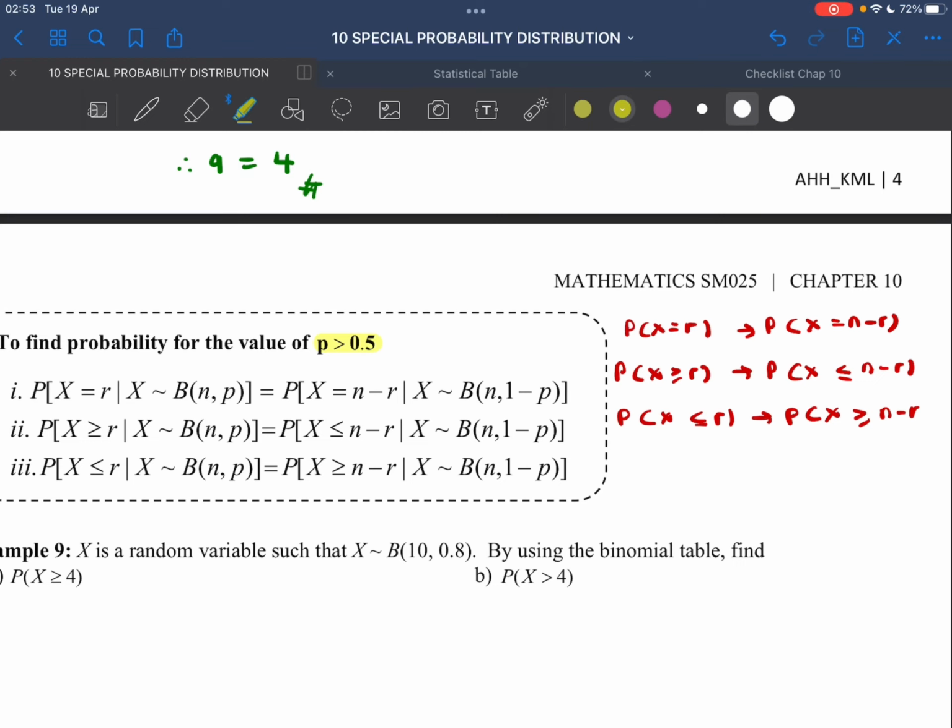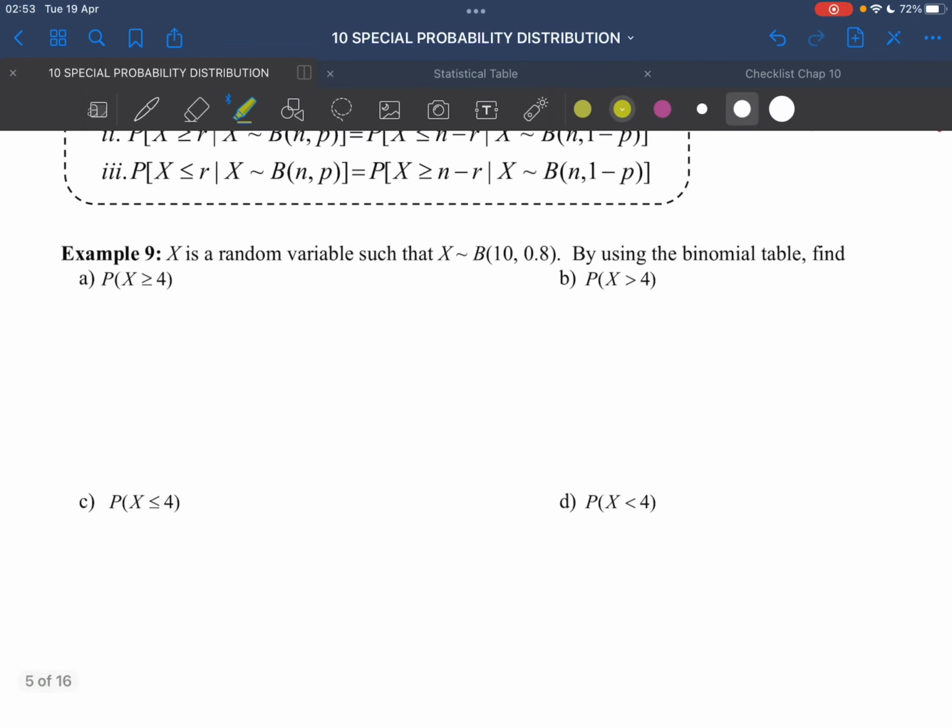Okay, so now let's see example 9. X is a random variable such that X is a binomial with n equals 10 and p equals 0.8. So as you can see, the probability is greater than 0.5. There is one way to solve this question, by using the formula, but that is only for P(X = r), remember? The next way is by using the table, but the table has to be for p less than 0.5. So we have to change the distribution.